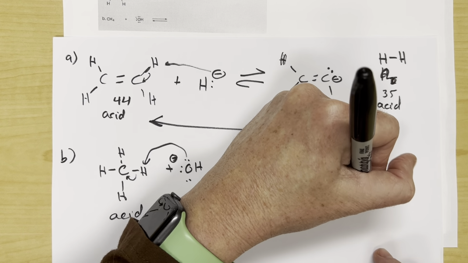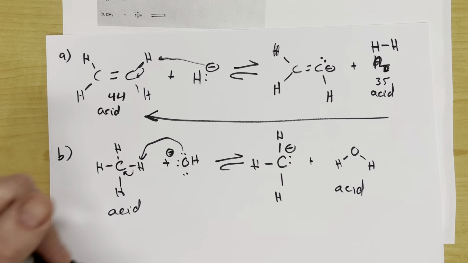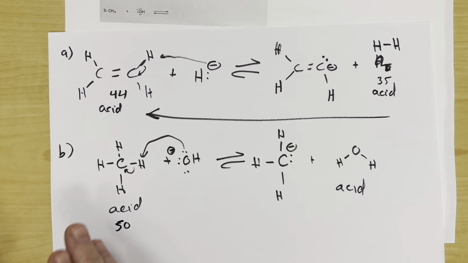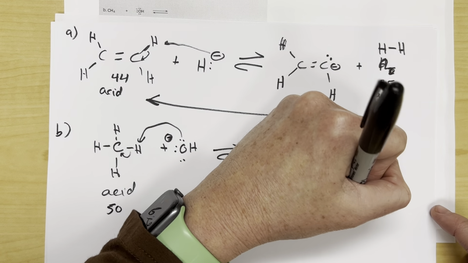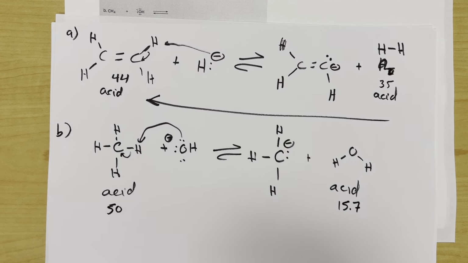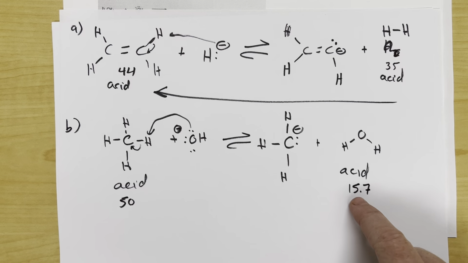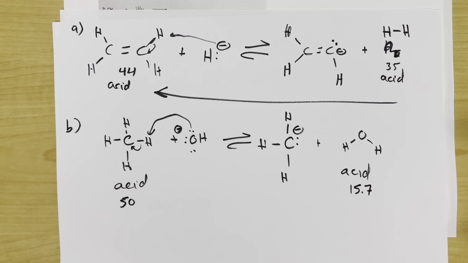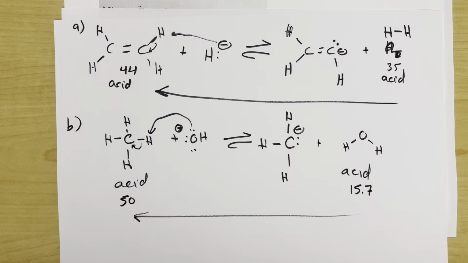Let's look at the pKa's of these. The pKa of this one, the methane, is going to be 50. It's that alkane. The pKa of this is 15.7. It's water. All right, so your question is which one's going to win, left or right? Remember, the lower the number, the stronger the acid. This one's going to win, and the reaction will also go that way.